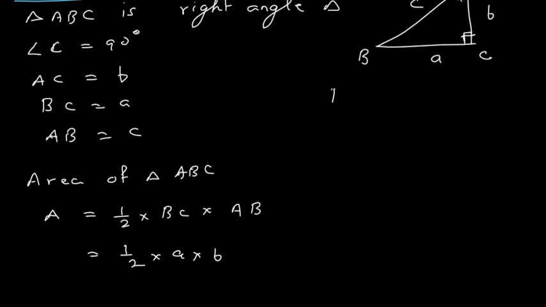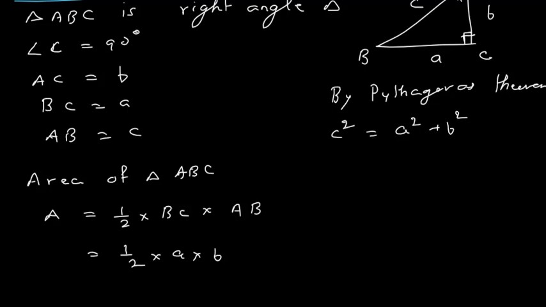Now by Pythagoras theorem, here in the triangle we can write by Pythagoras theorem. Now what we can say by Pythagoras theorem? You can see that C square is equal to A square plus B square. So I can convert this A square as C square minus B square. Hence the value of A is root of C square minus B square.